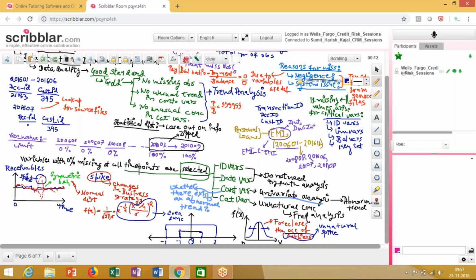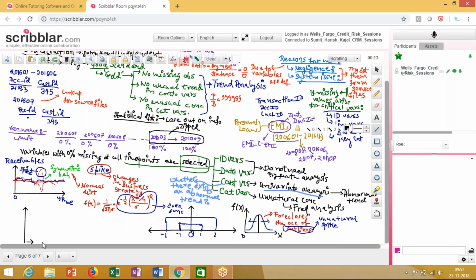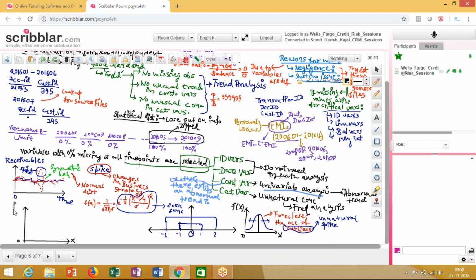So now the question is, how do we identify the limit beyond which a value will be treated as an unnatural spike? What is that limit? How do I identify the limits? There are some important characteristics of normal distribution, so let me highlight that first. And this is your f(x).